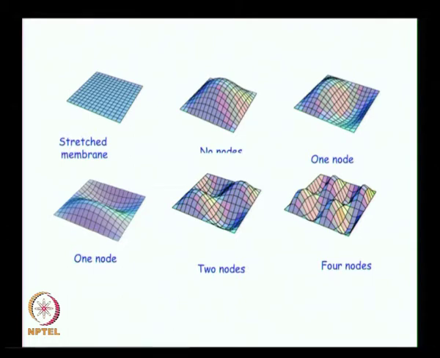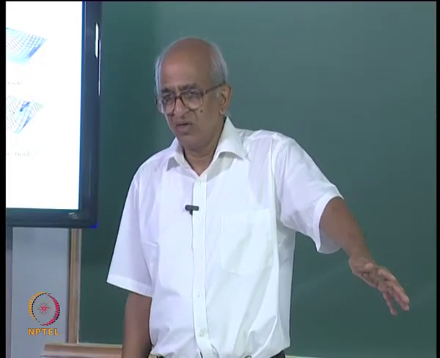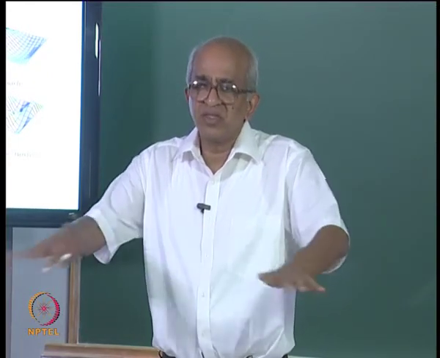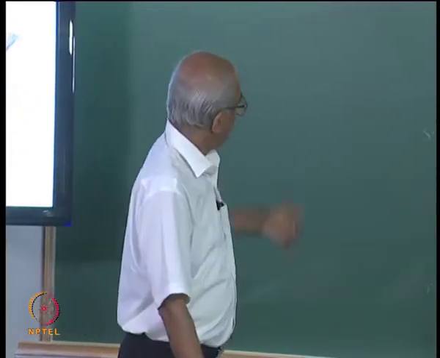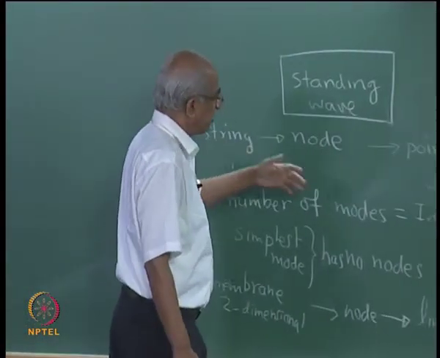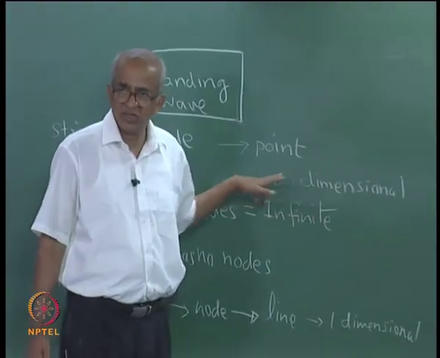So, in the case of the membrane also, you would have an infinite number of normal modes of motion, and the simplest possible one has of course 0 nodes. Not only that, if you have a wave in 2 dimensions, the nodes are actually 1 dimensional, right. And if you have waves in a string which is 1 dimensional, the nodes are actually 0 dimensional.